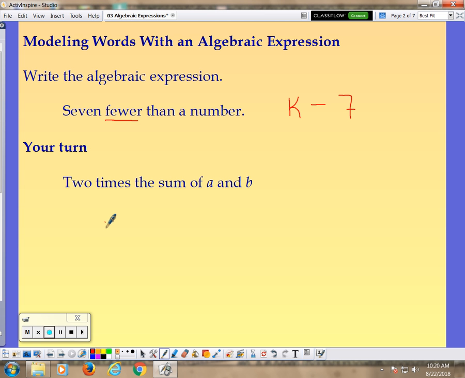2 times the sum of A and B. So this time I'm telling you what letters to use. So times is multiplication. Sum is addition. So we should have 2 times the sum of A and B. So it would look like that in algebra. So in math language, it's 2 parentheses A plus B close parenthesis. All right.